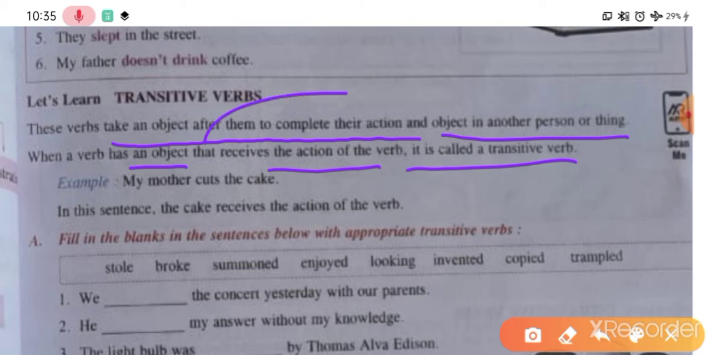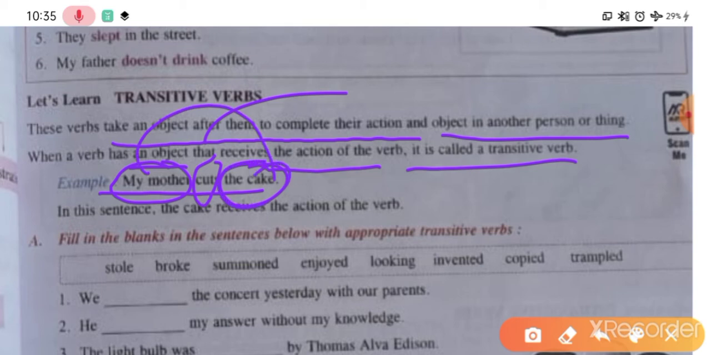When we have any object, and the object is receiving the action from the subject, a transitive verb will be there. See, my mother cuts the cake. Here this is the subject, this is the action, cuts, and here the cake is the object. Simple. So the action starts from the subject and comes to the object.